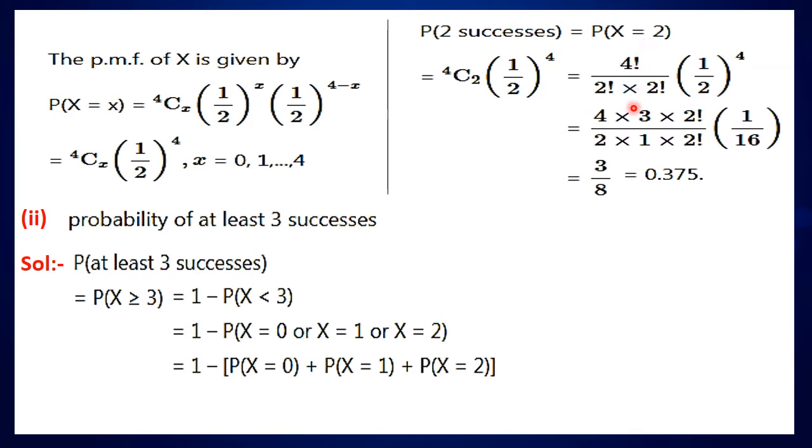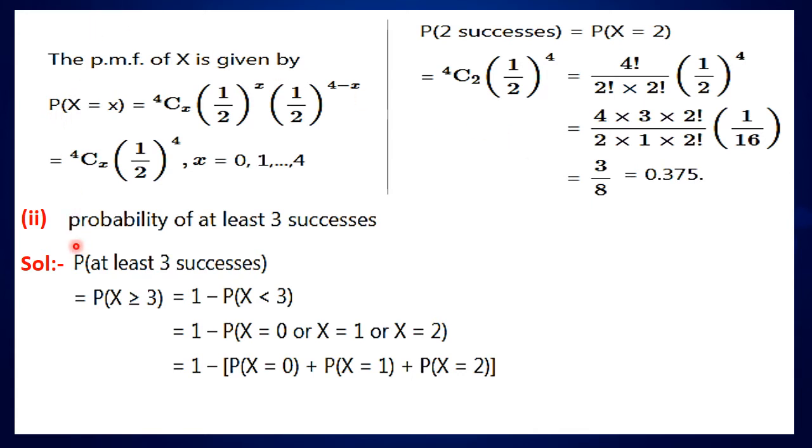So 4 factorial means 4 into 3 into 2 into 1. Into 2 into 1 can be written as 2 factorial, that is 2 into 1 into 2 factorial. So 2 factorial can be cancelled. So the remaining terms are 4 into 3 divided by 2 into 1, and 1 by 2 raised to 4 is 1 by 16. So 4 can be cancelled here. So 4 times 3 upon 2 into 4, 2 into 4 is 8. That is 3 upon 8 or 0.375, which is the probability of getting 2 odd numbers out of 4.